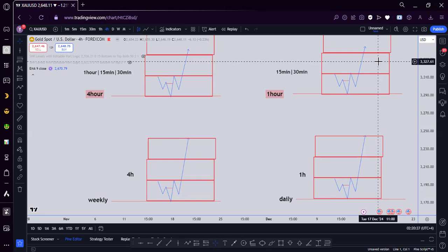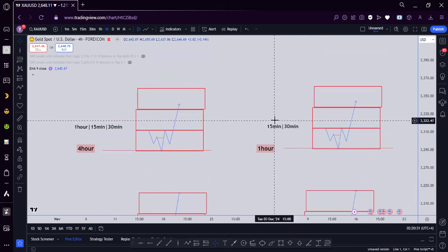In today's video, we will learn how you can take continuation setups based on the lower time frames, from the 30-minute and the 15-minute levels.